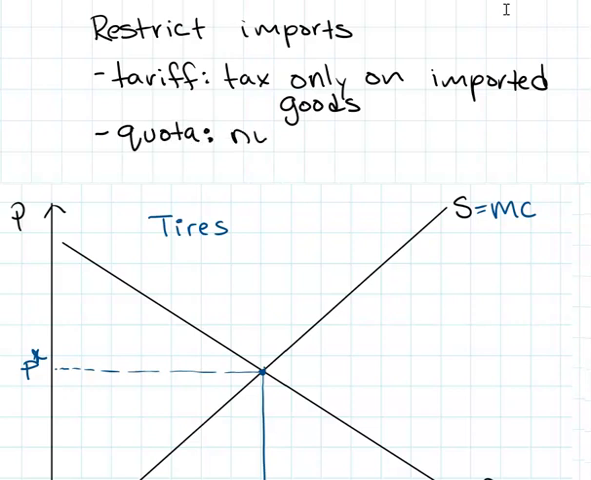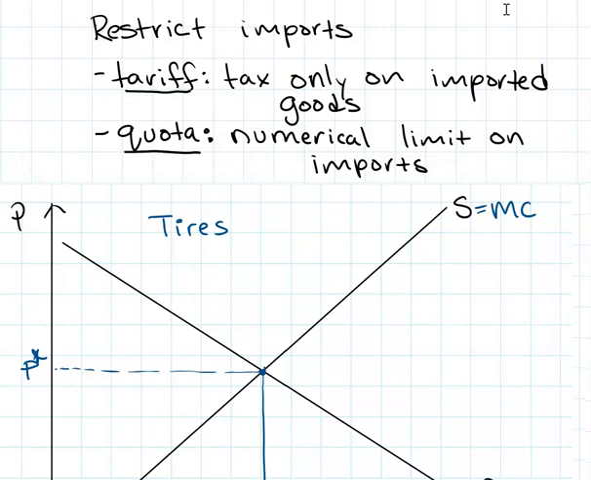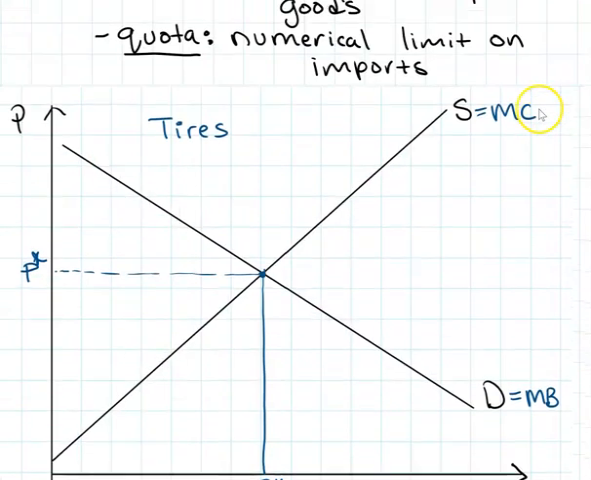A quota is a numerical limit. For example, I have no idea exactly how many tires are imported in a year or how big this market is, so I can't give you a realistic number. But let's say they say we can only import 1 million tires this year. After 1 million, no tires can be brought in. That's an alternative way to restrict imports. There's actually a third one, a voluntary export restraint, where a country agrees to not export more than a certain amount. We'll see that ends up being similar, although the economic benefits change hands a little bit when we do that one.